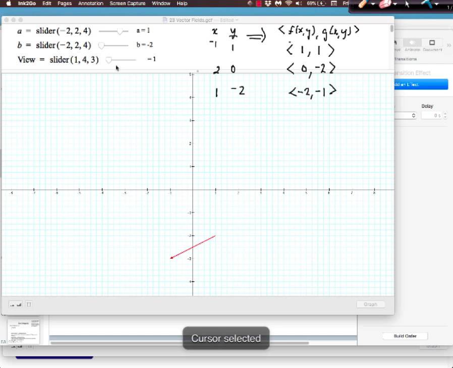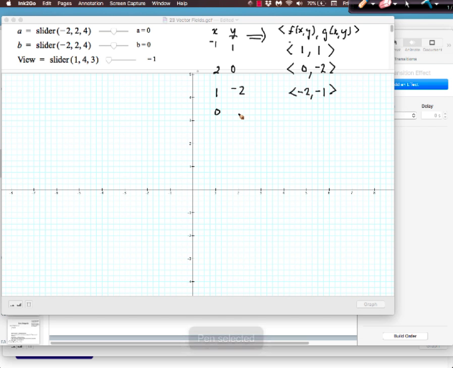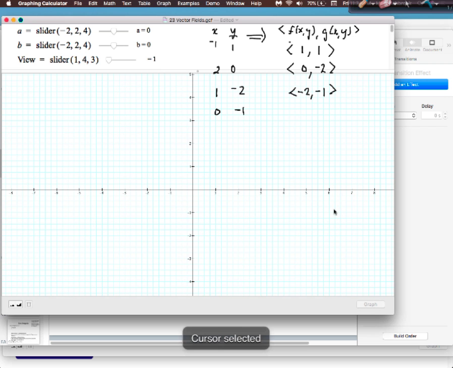All right, let's do 0, negative 1. Right here is 0, negative 1. x equals 0, y equals negative 1. What vector is it? Negative 1, 0.